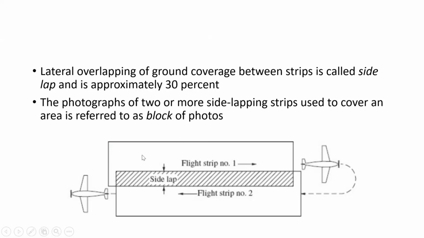There are photographs along the strip, and along the strip, if there is an overlap, that is called end lap. Overlap between the strips is called side lap. End lap is maintained at about 60 to 80 percentage, and the side lap is maintained at about 20 to 30 percentage.